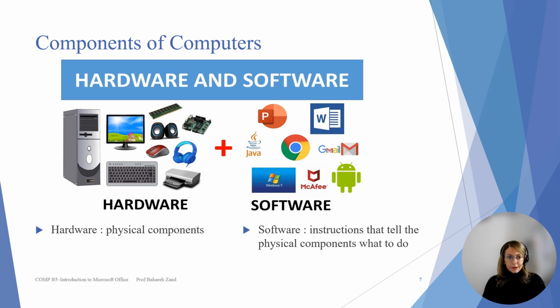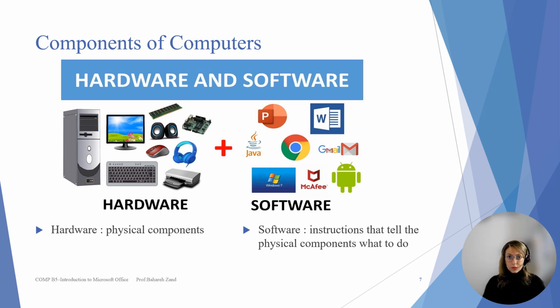Our computers have two main components, hardware and software. Hardware refers to any physical component of the computer, anything that is tangible, anything that you can touch, whether it is outside of the computer or inside the computer. Software, however, is not tangible. You cannot touch it. It is the instructions that tell the hardware, the physical part of the computer, what to do.